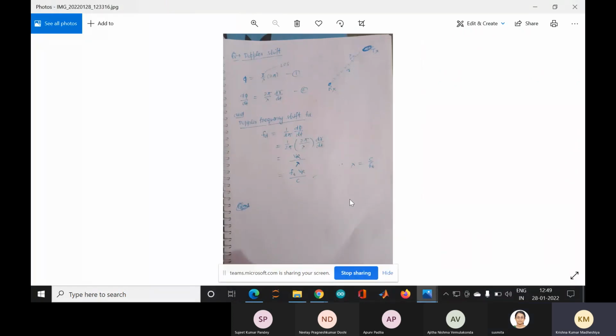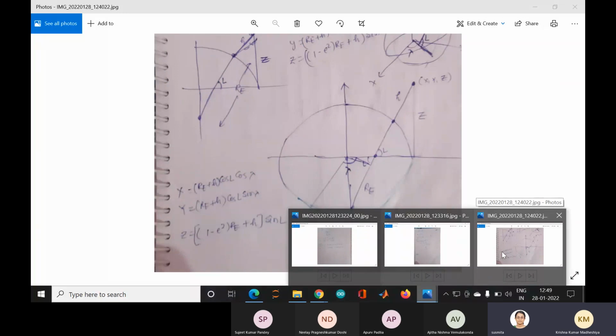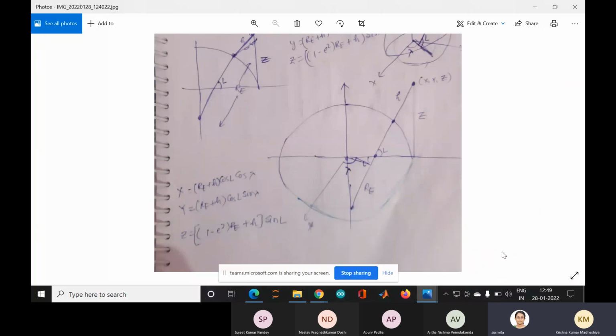Ma'am, I have done the same thing. All of you have done the same thing. Yes, ma'am. So think about it. You have to include the relative motion between the user and the transmitter. Otherwise, there is no Doppler frequency. Doppler frequency arises only when there is a relative motion between the user and the transmitter.